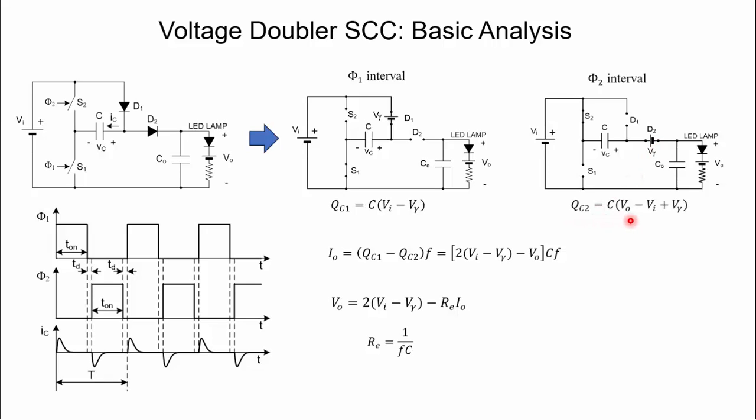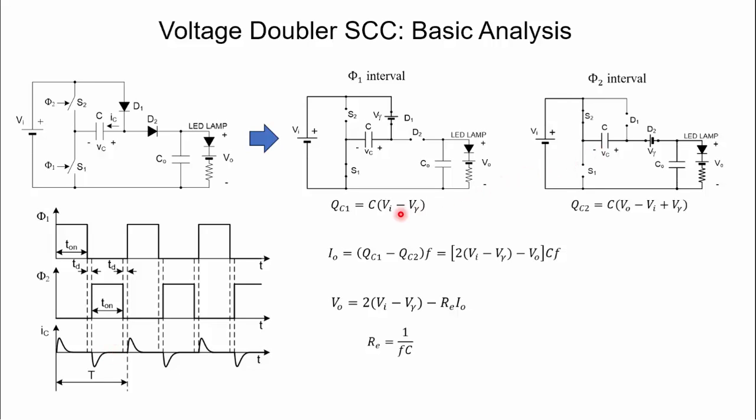So this is the charge that we are going to have at the end of the period phi 2 in capacitor C. Here below we can see the current circulating through the capacitor. During phi 1 interval we have a positive pulse of current charging the capacitor, and during the second interval phi 2 we have a negative pulse of current coming out of the capacitor.